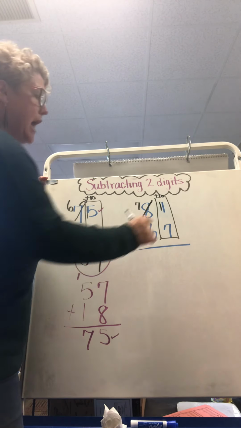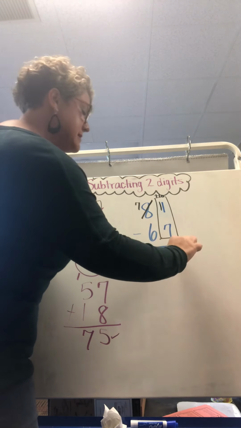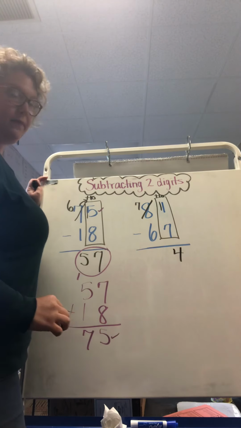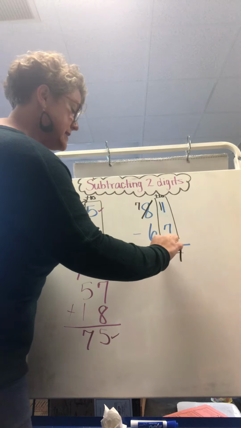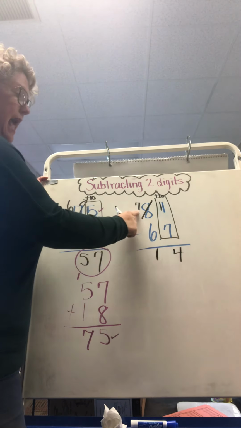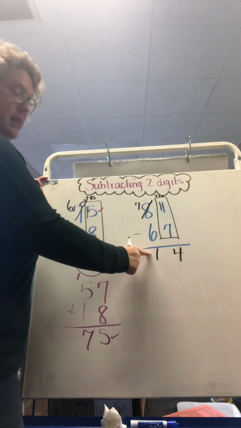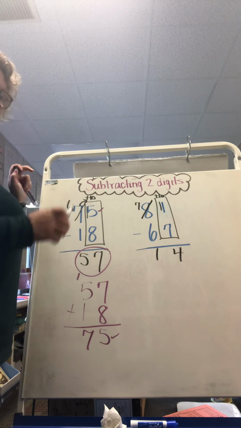Now I'm ready to subtract. 11 minus 7 is 4. Let's come over to the tens place. 7 minus 6 is 1. 81 minus 67 is 14. Let's check that with addition.